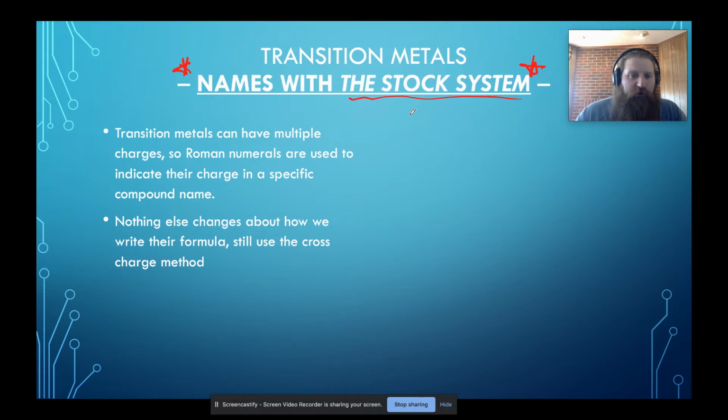Nothing else changes about how we write the formula. We're going to use the cross-charge method. Okay, we're going to determine the charge, cross them, drop the signs, reduce if we can. It's still an ionic compound. It's just now we're going to add a Roman numeral.